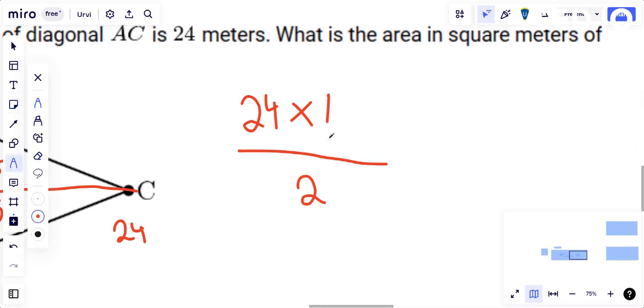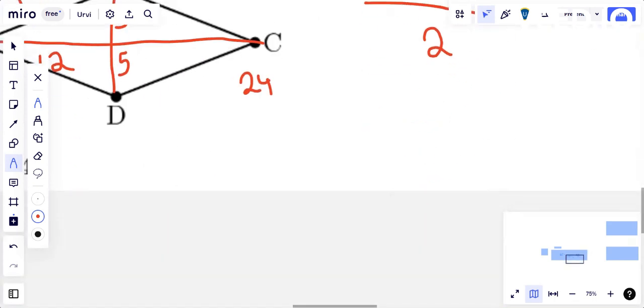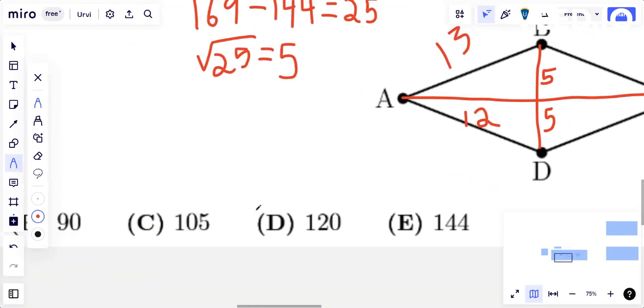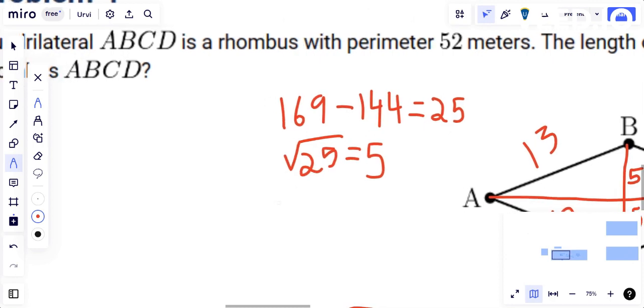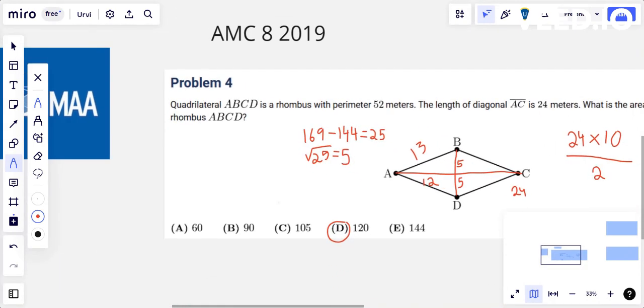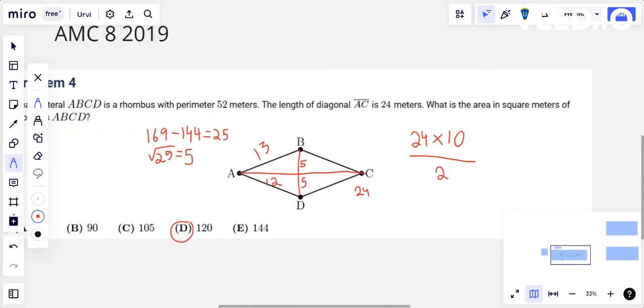Put 10 in there. We got 24 times 10, which is 240, divided by 2. Now 240 divided by 2 is going to be 120. 120 matches with our option number D. So option D is the correct answer. That was fun.